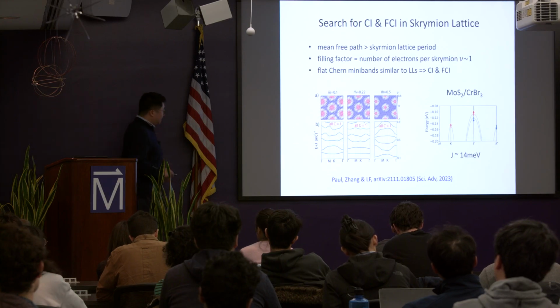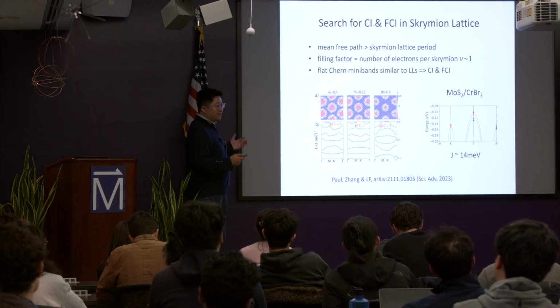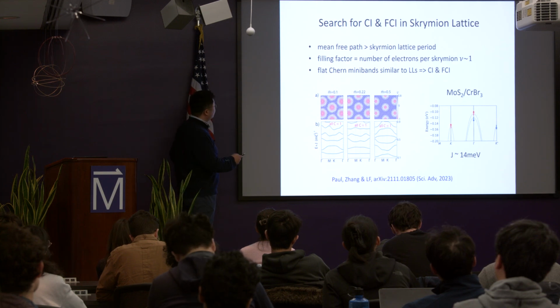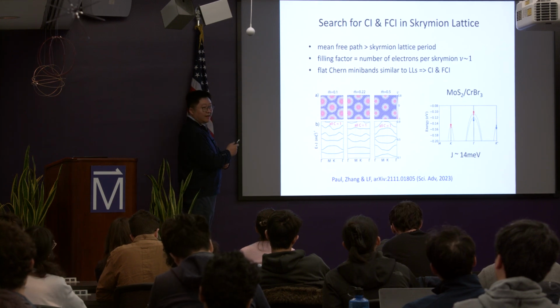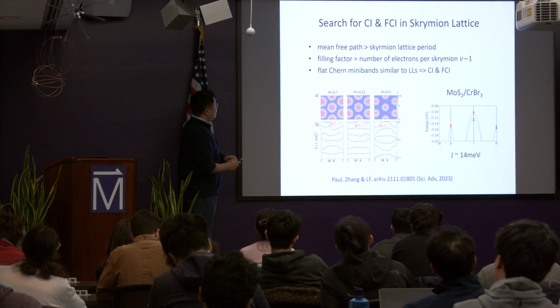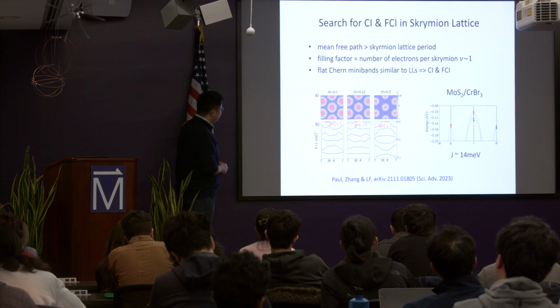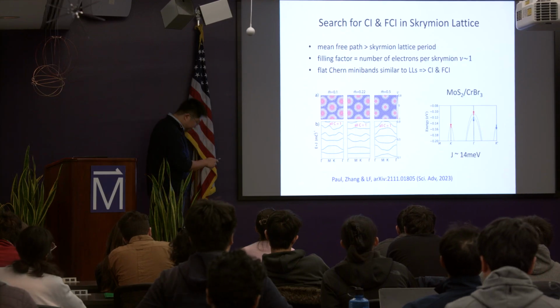So then we ask the question, what about the quantum Hall effect? Can we find something like a quantum Hall or fractional quantum Hall effect in these skyrmion materials using emergent magnetic field? This is work with Nishaga Paul, student, and Yang Zhang, postdoc at that time.